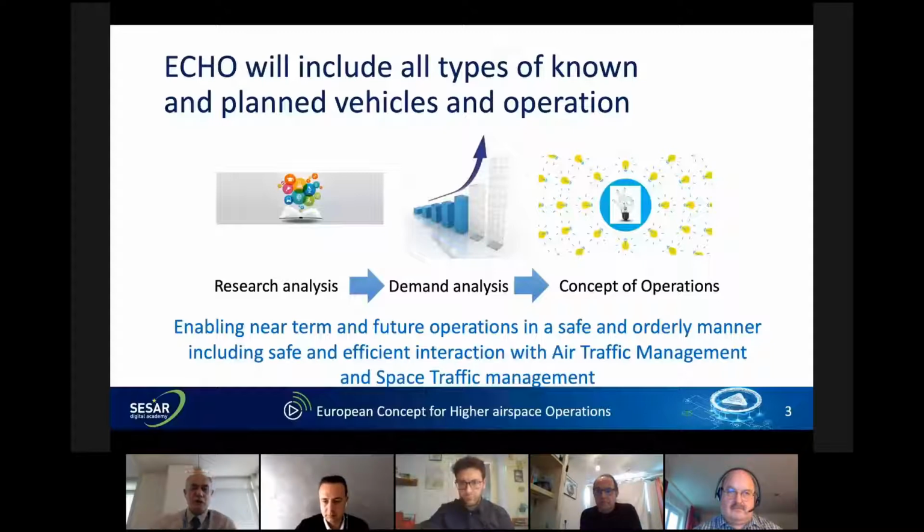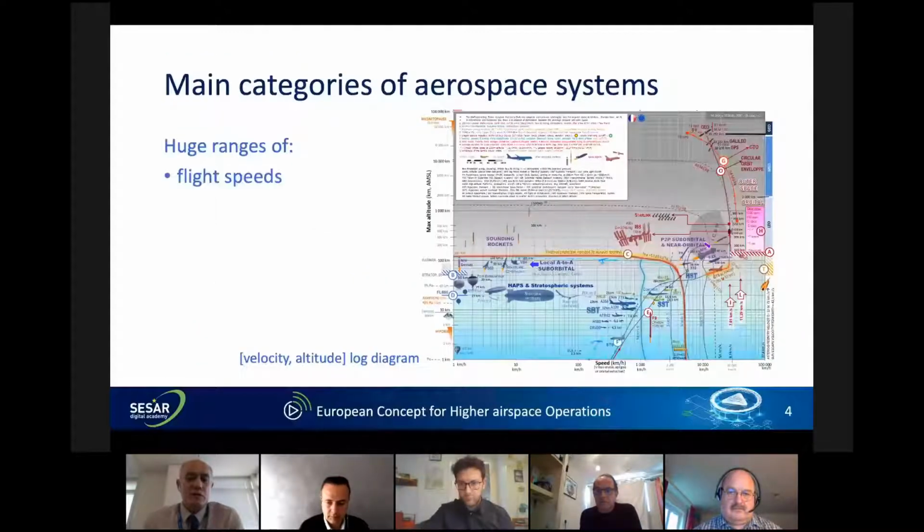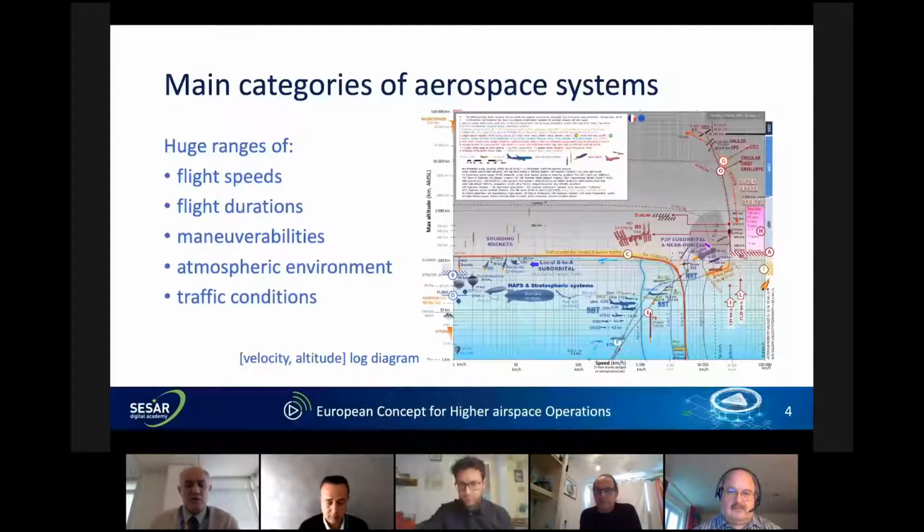So, the categories of the aerospace system. In fact, the main characterization is that it's not a single problem. It's a sum of a lot of different situations, because we have a huge range of flight speeds, from very, very low speed for balloons, for example, to very, very high speed for vehicles which are coming back from orbit, at Mach 25, or maybe we can talk even in kilometers per hour.